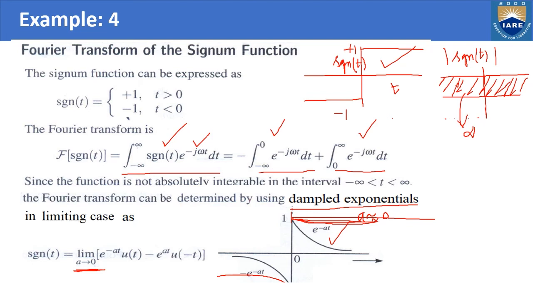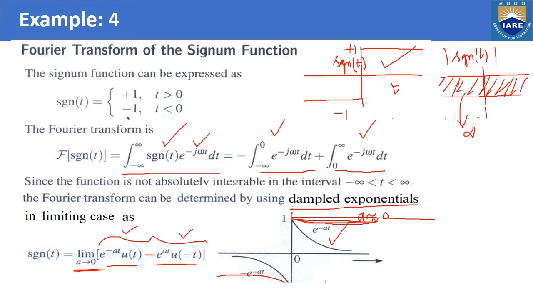So I can say that this is the sgn function, correct? How do you represent it? E to the power of minus at on the positive side, and e to the power of plus at on the negative side. Because the polarity is minus 1 here, this minus has come here. So this is the positive side, this is the negative side.